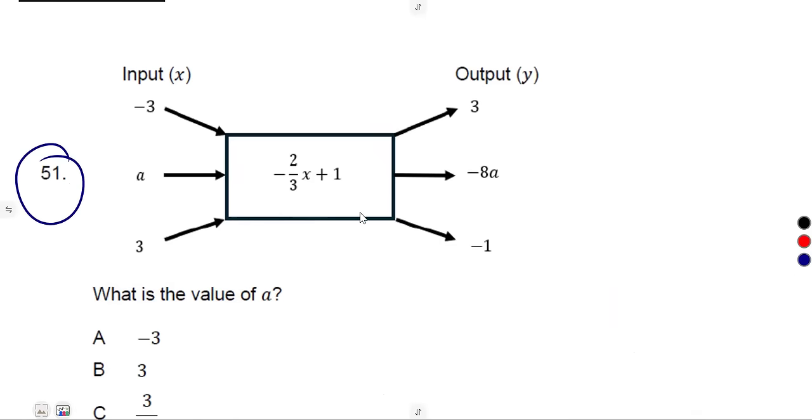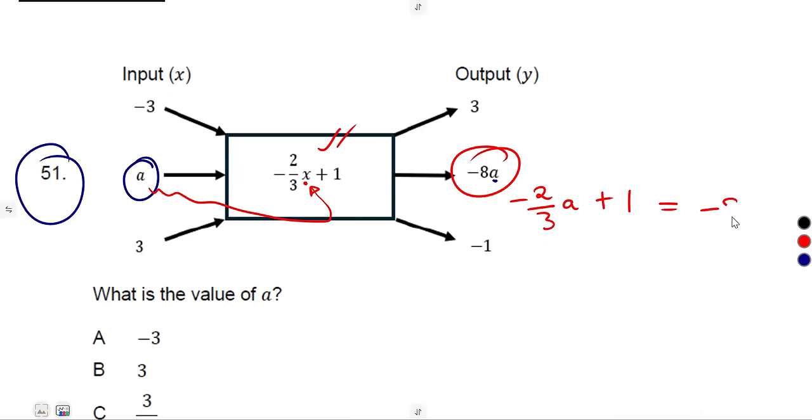What is the value of A? A being the input, and it is there also on the output. Guys, just insert it into the relationship there. When x is A minus 2 over 3A in place of x plus 1, we must get the output, which is minus 8a. It is an equation formed that you must solve for a. Just like that.